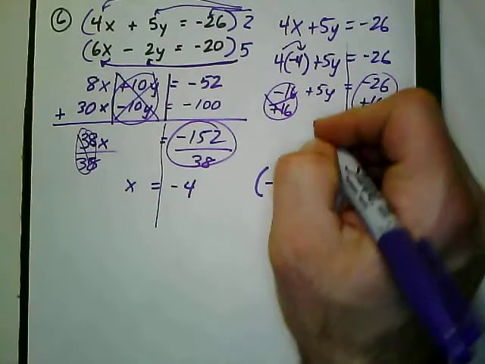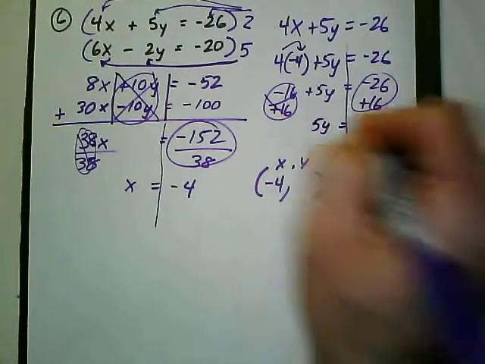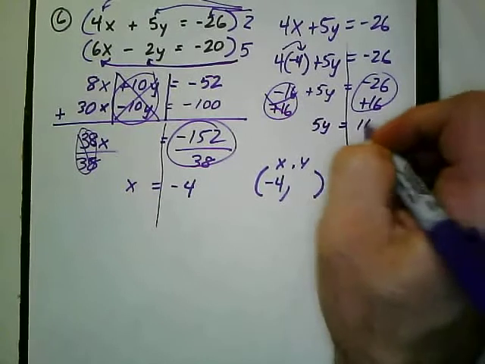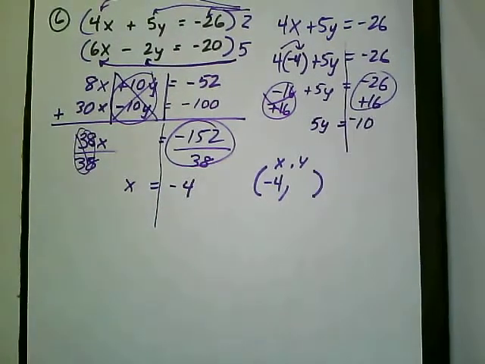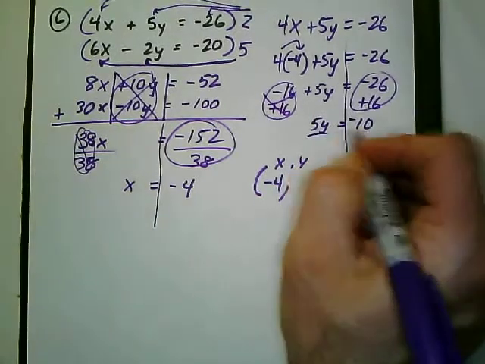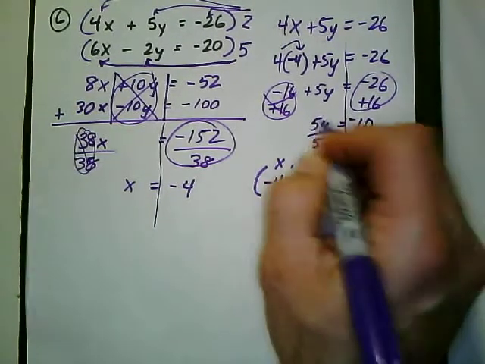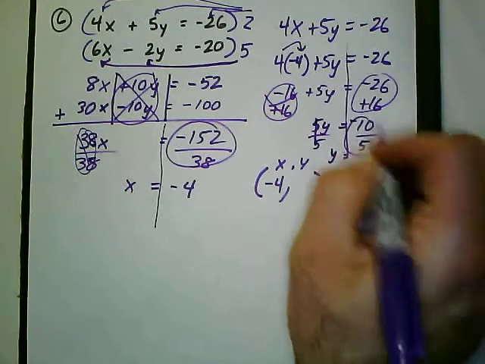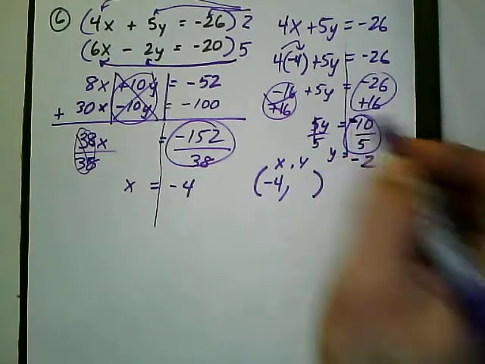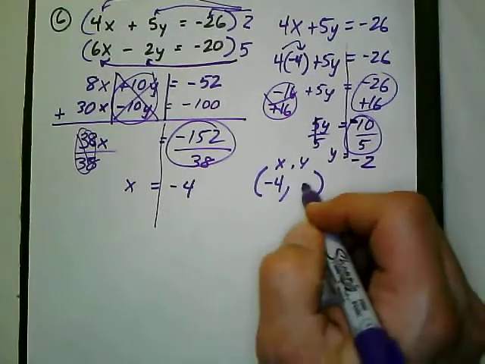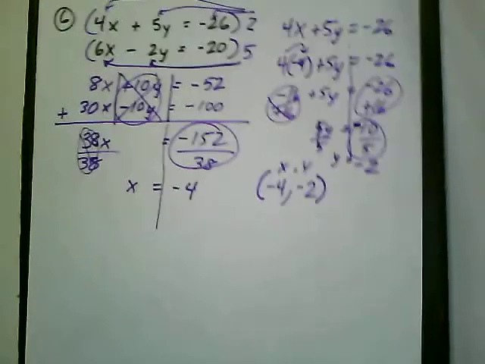Those become 0. So I'm going to take 5y equals, and then here leaves me with negative 10, because negative 26 plus 16, sorry, negative 10. So what I'm going to do is divide by 5. Y equals negative 2, because negative 10 divided by 5 is negative 2. So that's our answer. Boom, we have our coordinate point.